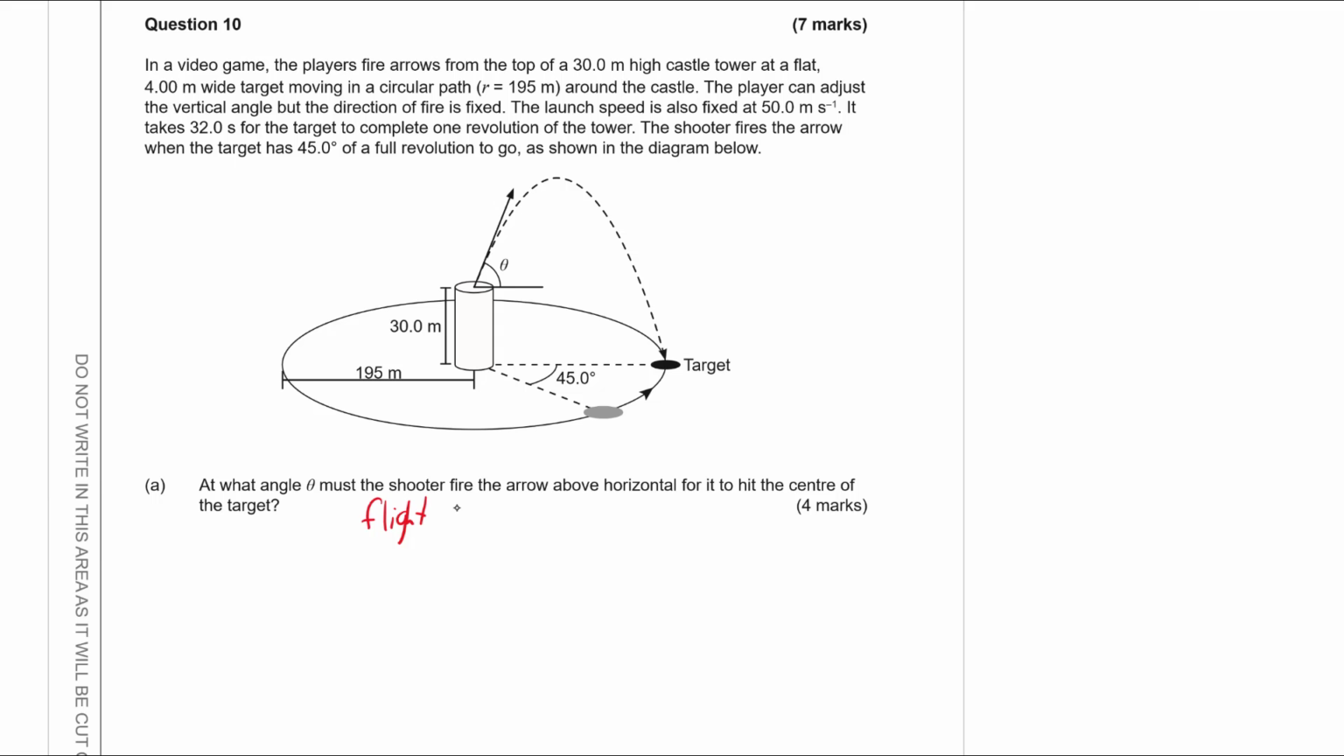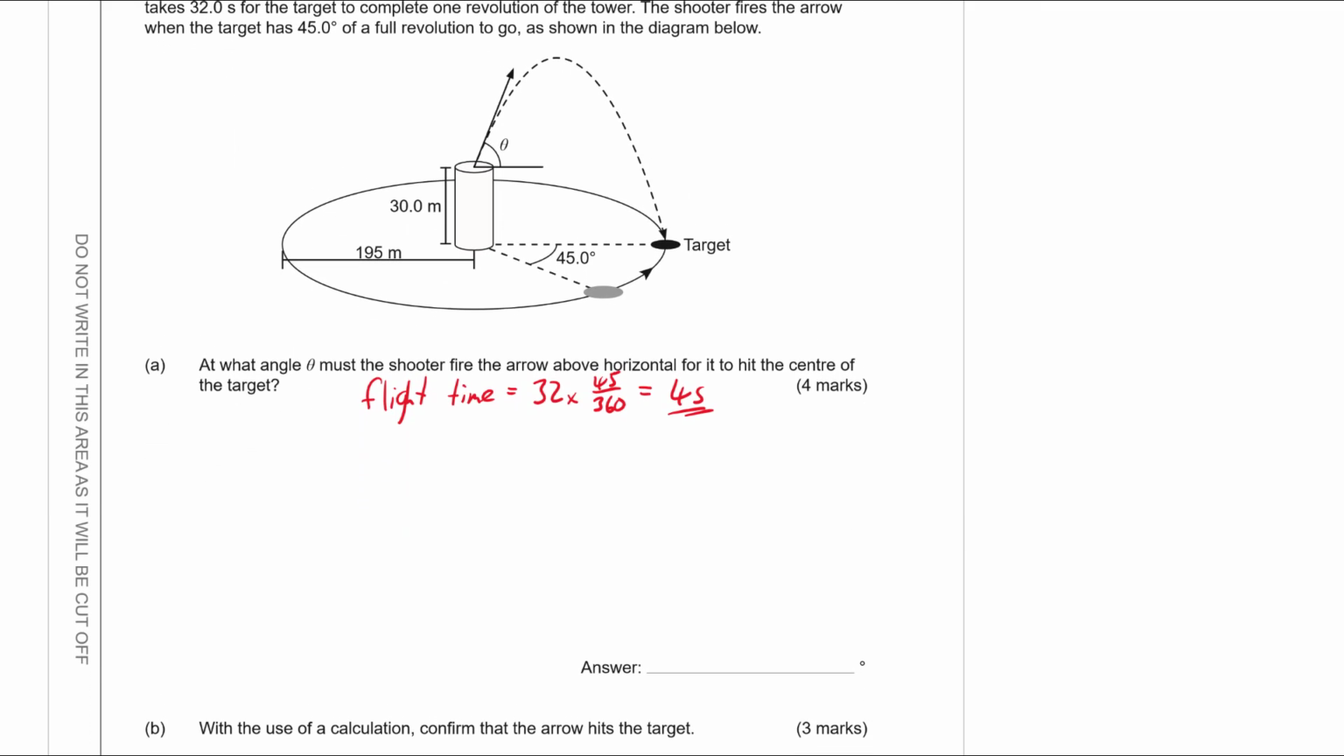And it gives you enough information in the question because it tells you that it takes 32 seconds to make a full revolution. So you get that 32 seconds and you multiply it by the 45 degrees over 360 of total, and then what you'll end up with is 4 seconds. So that's your flight time there, and that could be the hardest part to find out if you haven't got this information. Some of you might have instead used the extra information that was given in both vertical and horizontal components to get around 4 seconds, but everything becomes much harder that way.